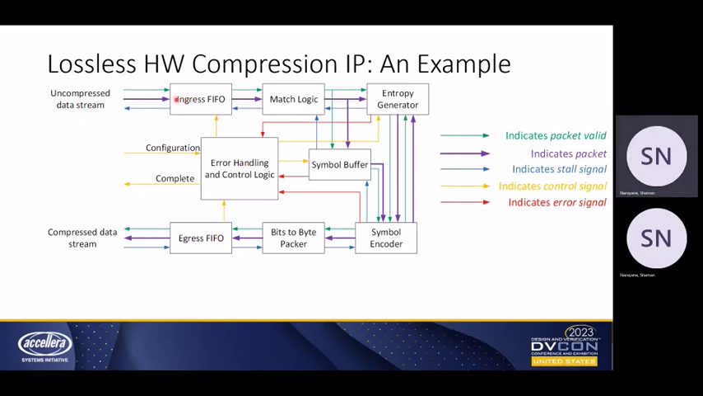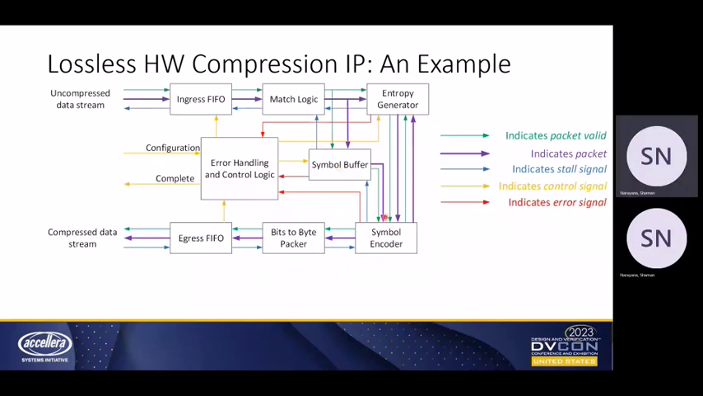The input FIFO, also referred to as the ingress FIFO, consumes these variable length packets and sends out a fixed length packet to the match logic. The match logic identifies best possible matches and sends the result to the entropy generator as well as the symbol buffer. Based on the compression format selected in the configuration, the entropy generator generates entropy. Once the entropy generation is complete, the symbol buffer sends the symbol to the symbol encoder.